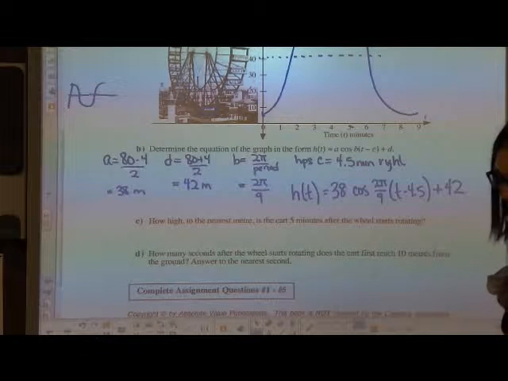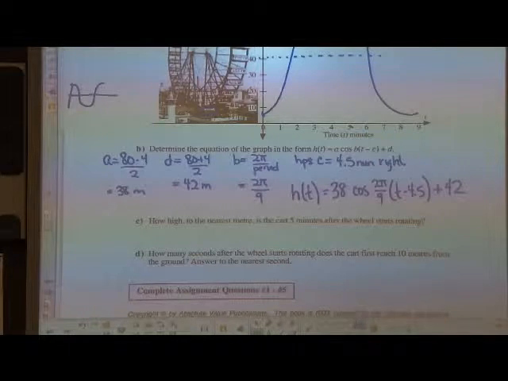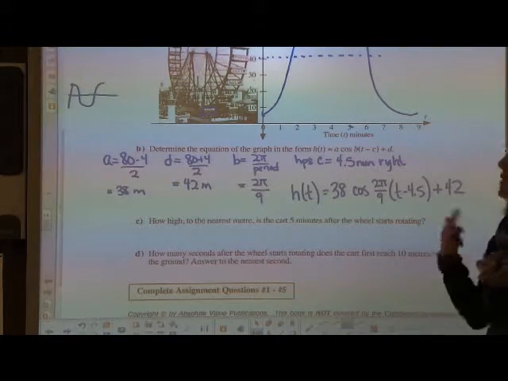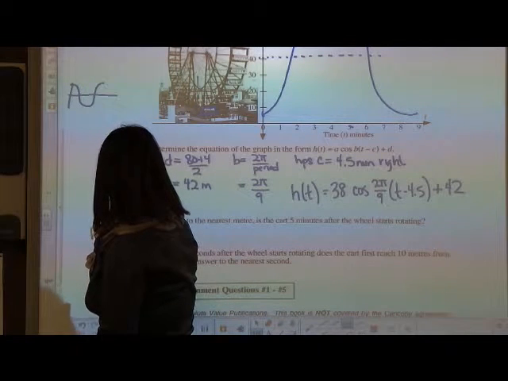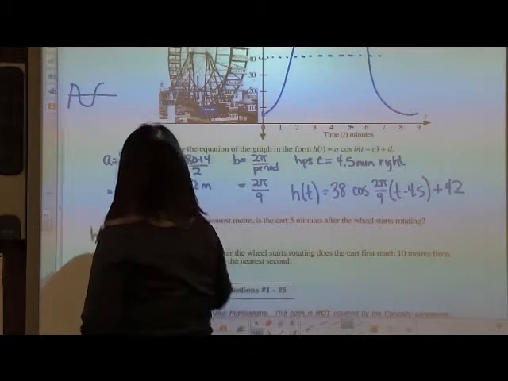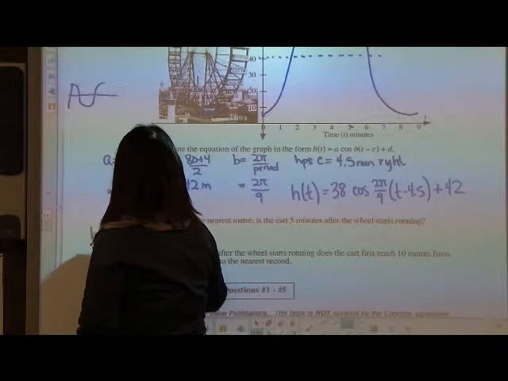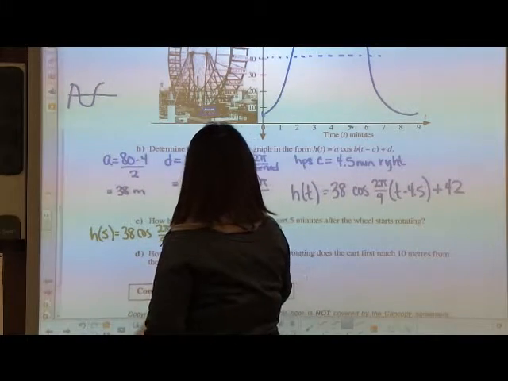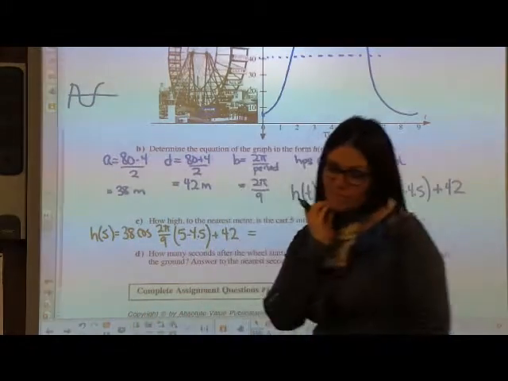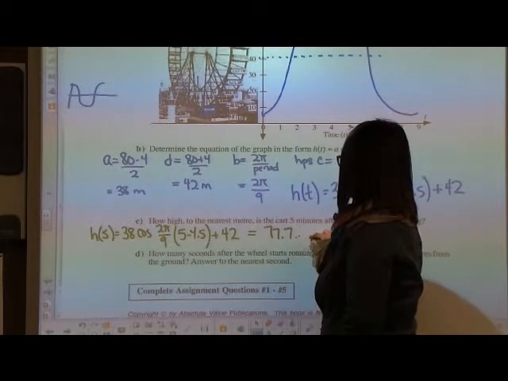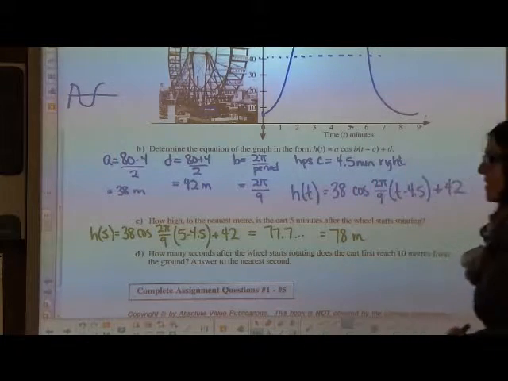So then C says, how high to the nearest meter is the cart 5 minutes after the wheel starts rotating? How can I determine this answer? You replace t with 5. Okay, so replace t with 5 and tell me what you get. It would be 77.7 meters. So to the nearest meter, 78 meters.